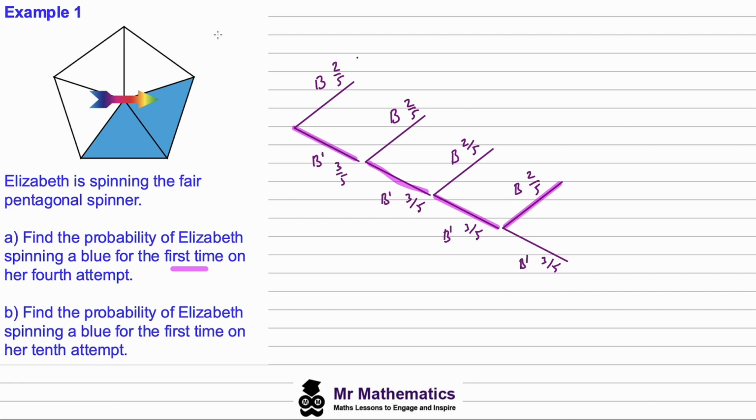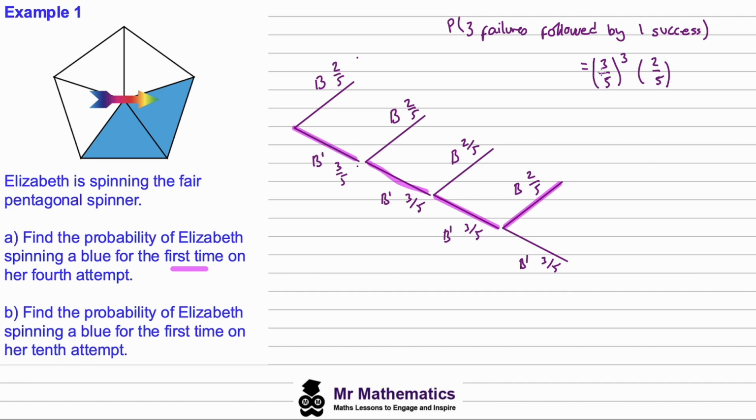Now we can use our tree diagram to find this probability. If getting a blue is a success, then we want 3 failures followed by 1 success. So the probability of 3 failures will be 3/5, multiplied by another 3/5, multiplied by another one. So 3/5 multiplied by itself 3 times, we can write as 3/5 cubed, followed by 1 success. So multiplied by the success of 2/5.